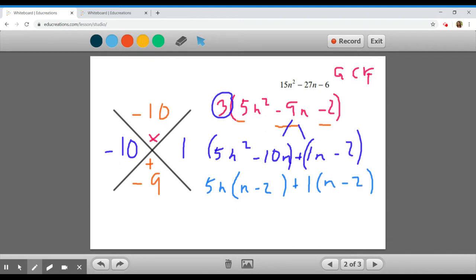N minus 2. One way you can help yourself out, once you get a routine with this, you've worked through a few problems, you know you're aiming for that binomial to be the same if everything's working, so it can help remind you that 1 can factor out.